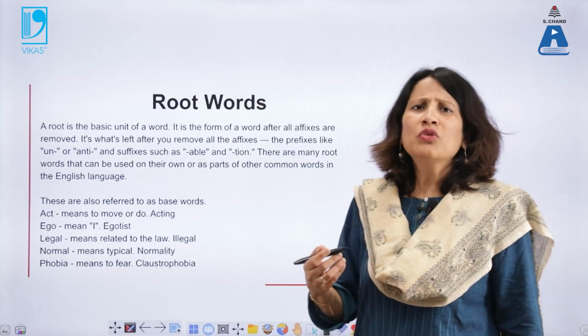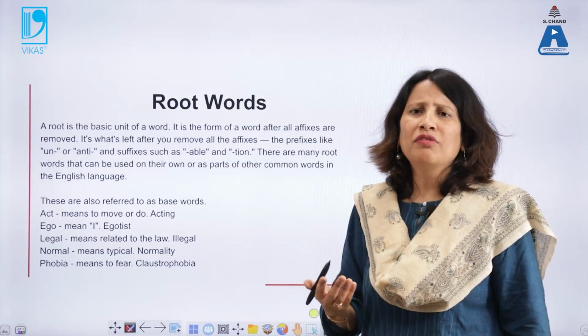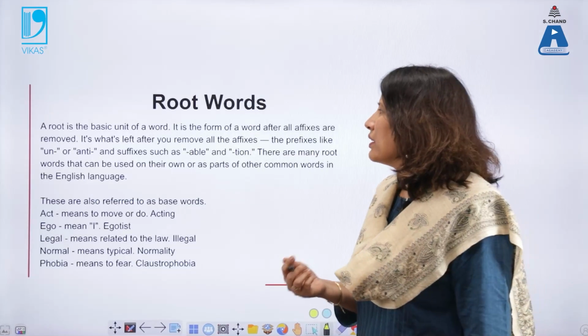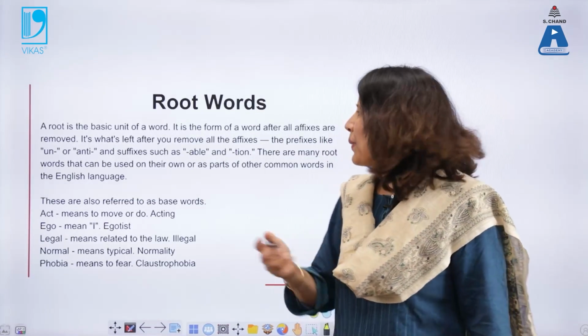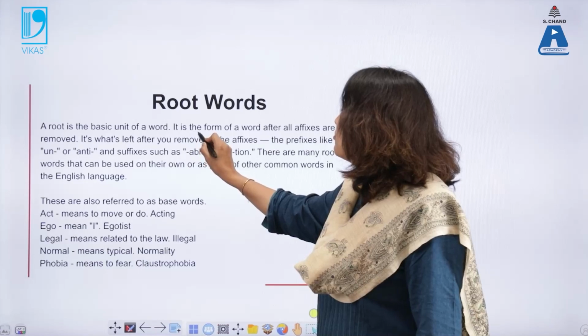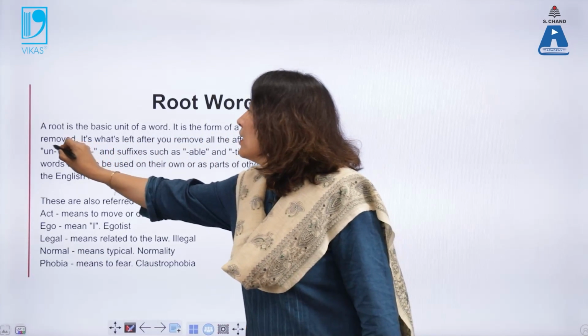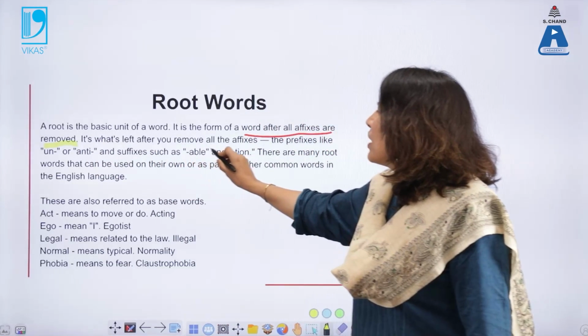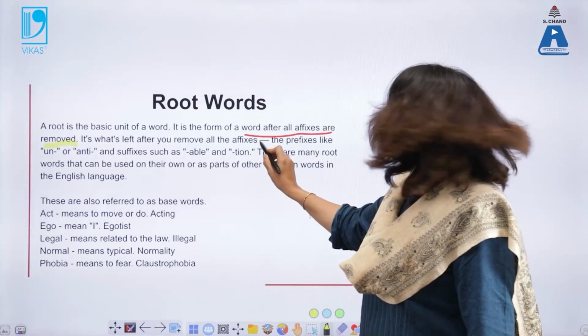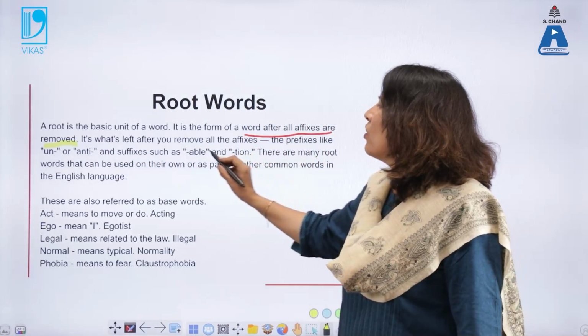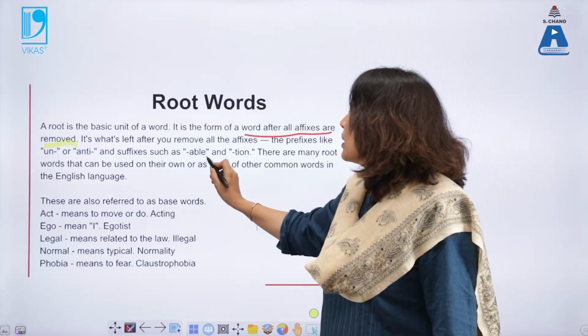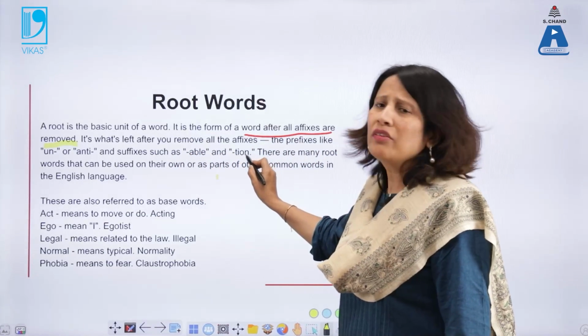Again, there are certain root words which we have to understand for the word formation and vocabulary building in English. A root is the basic unit of a word. It is the form of a word after all affixes are removed. It is what is left after you remove all the affixes. The prefixes like un or anti and suffixes like able and ation are removed.